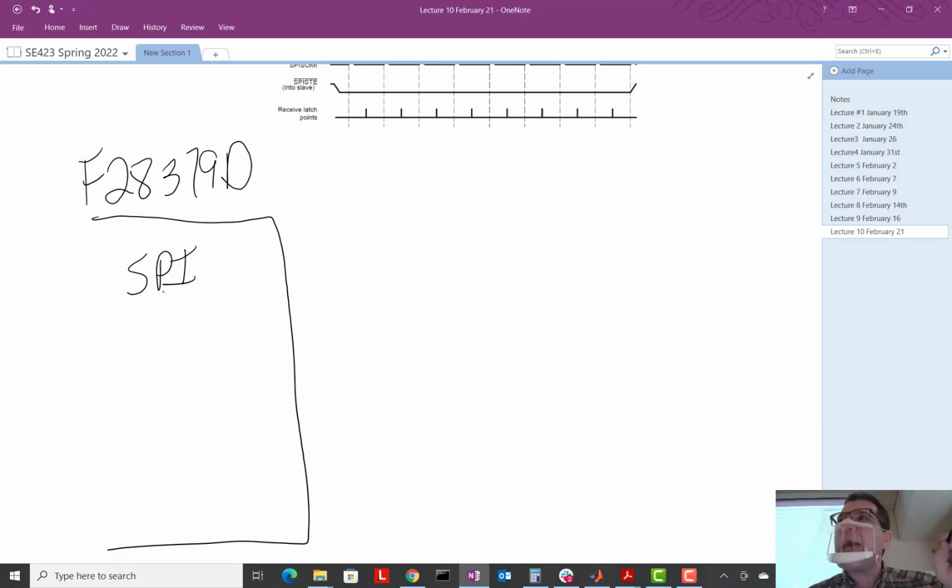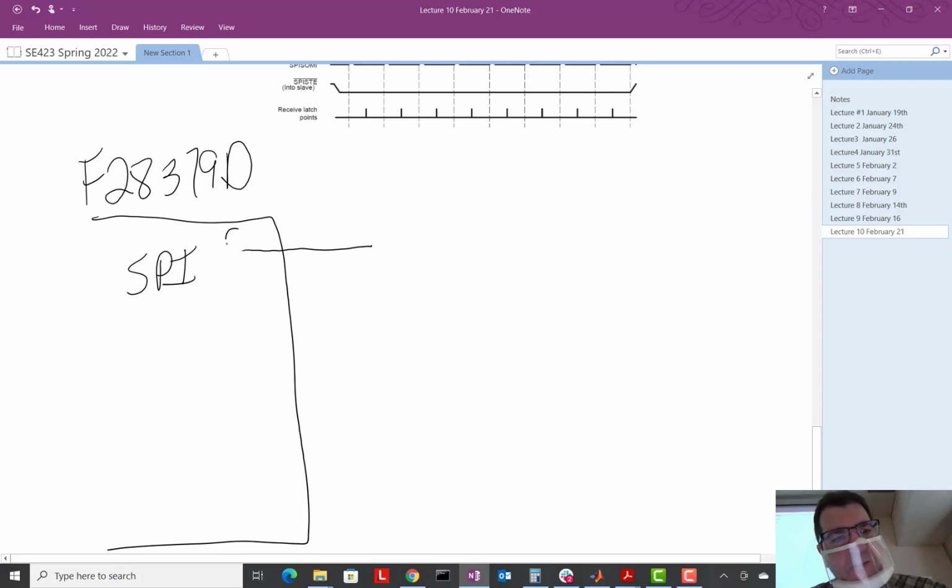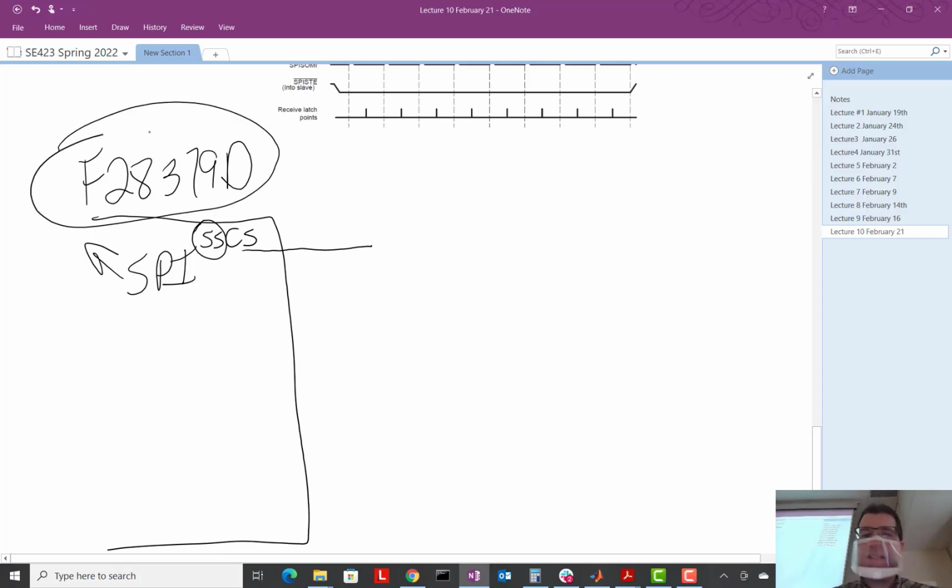Now, you're going to set up some of the GPIOs to, instead of being GPIOs, one of them is going to be called chip select, or sometimes they call it slave select. So what we're going to find is the SPI on the 28379D, we're going to set it up as the master. And so that's why they call this pin slave select. When it gets pulled low, it's selecting a certain slave. Okay? And we'll explain that.